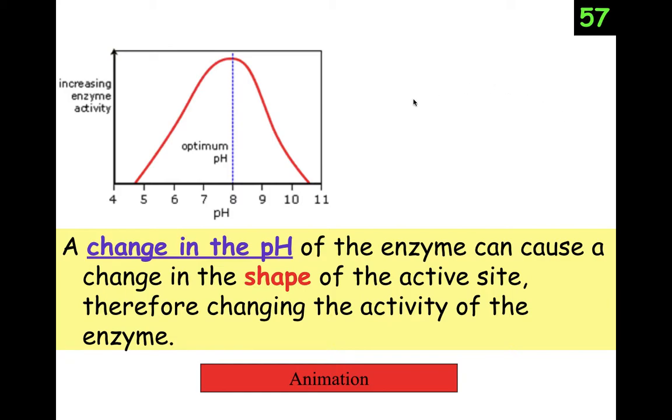Okay? Likewise, most of them have an optimum pH that they work at as well. If the pH is far too high or far too low, the shape of the active site can change, which will affect the activity of the enzyme.